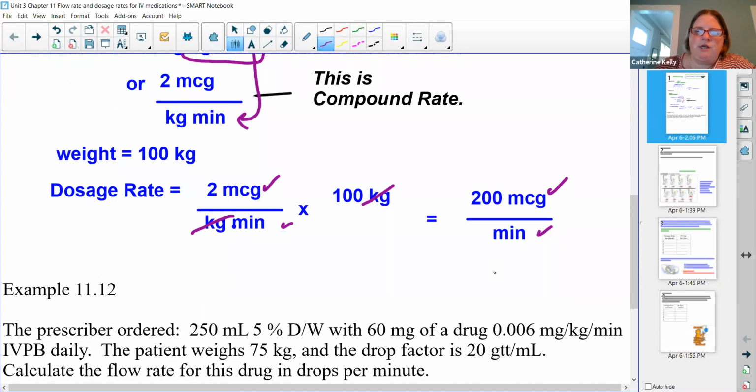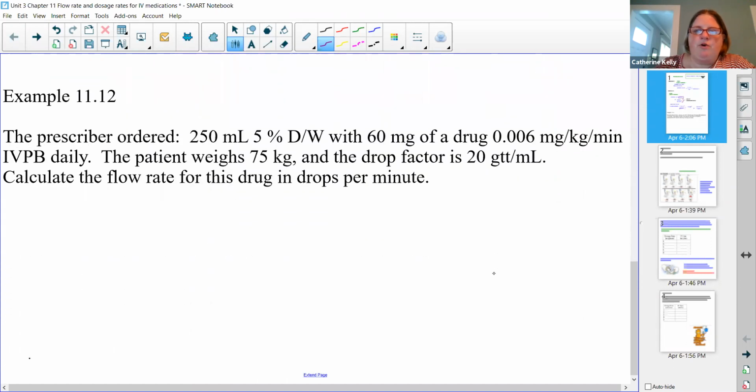So same thing. The prescriber ordered 250 milliliters of 5% dextrose in water with 60 milligrams of a drug, 0.006 milligrams per kilogram per minute IVPB daily. The patient weighs 75 kilograms and the drop factor is 20 drops per milliliter. We're going to calculate the flow rate for this drug in drops per minute. That's our end goal, so I'm going to look for something with drops in it.